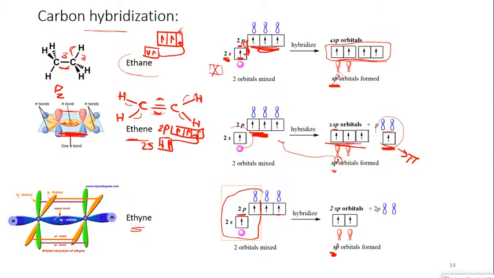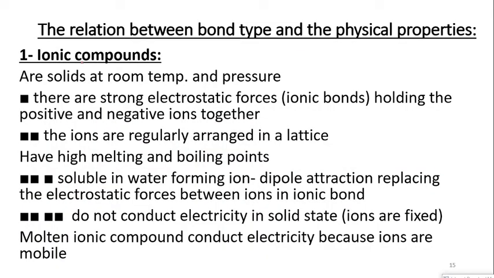Now if I try to look back at the relation between the bond type and the physical properties. For ionic compounds, most of the time they are solids at room temperature and pressure. This is because of the strong electrostatic force that holds the positive and the negative ions together. Those ions are regularly arranged in a crystal lattice and have a very high melting and boiling point due to the strong bond. They are mostly soluble in water, forming ion-dipole attraction, replacing the electrostatic forces between the ions.